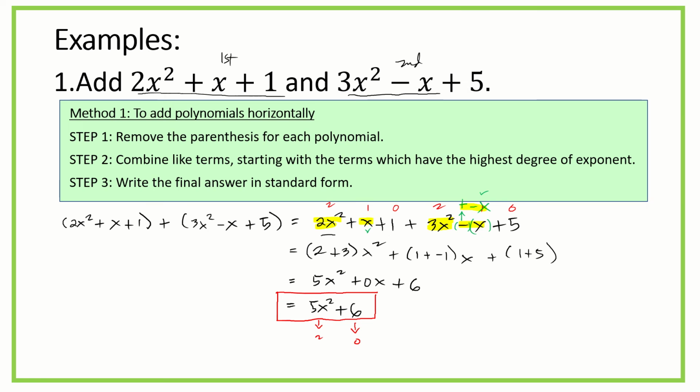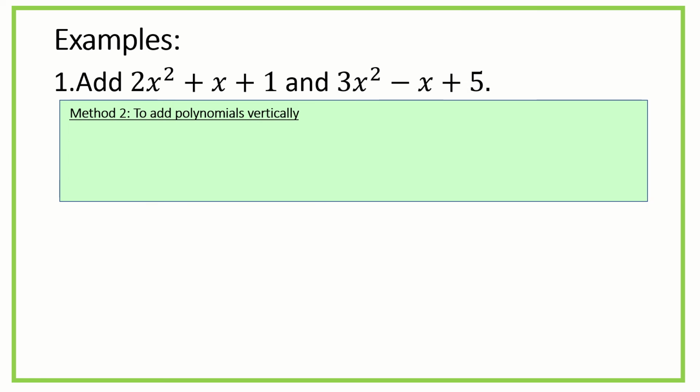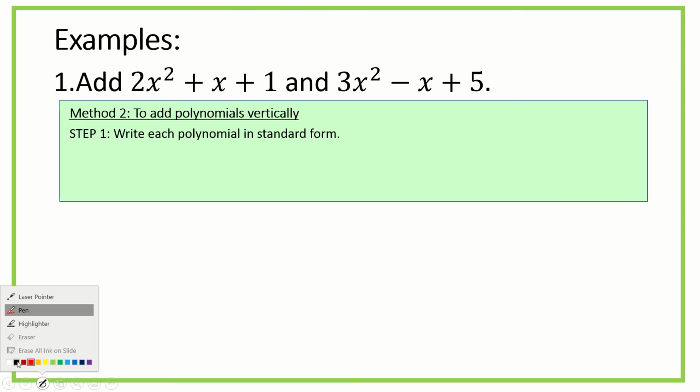Now, let us try to answer this problem using method 2. Let's try to add polynomials vertically. So, first of all, we have to make sure that each polynomial is in standard form. So, the given polynomials are the following. So, we have 2x squared plus x plus 1. So, let's verify if it's already in standard form.